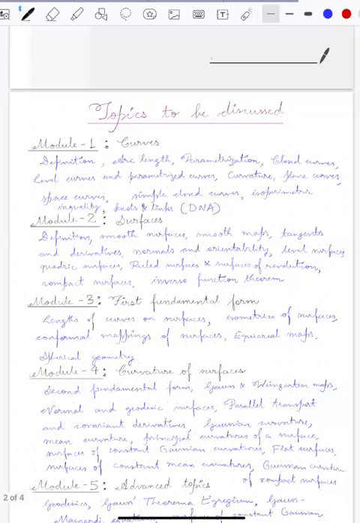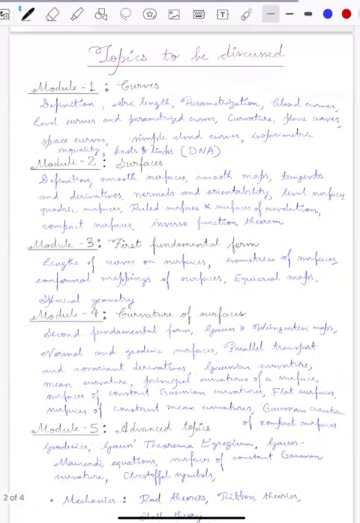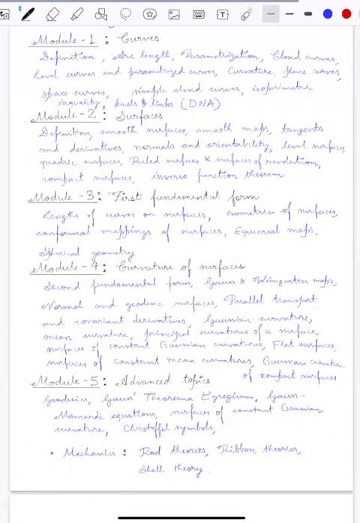So let's start with module 4 of this course, where we'll be talking about the curvature of surfaces. So the idea is we'll start with the second fundamental form, talk about Gauss and Weingarten maps, and normal and geodesic curvatures, parallel transport, and covariant derivatives. And of course, we would be talking about Gaussian curvature, mean curvature, principal curvatures of a surface.